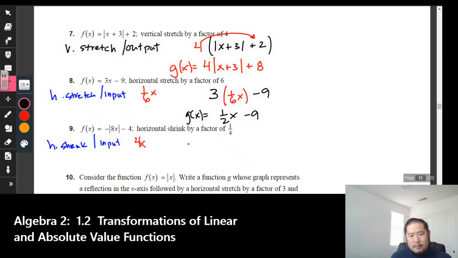So let's take a look at our function. We have absolute value of 8, and then now instead of just x, that'll become 4x right here. Minus 4. Okay, so once again, this will show you that only the input is being affected, and so this will turn into negative absolute value. 8 times 4x is 32x, and then we have ourselves minus 4, and there you have your function. All right.